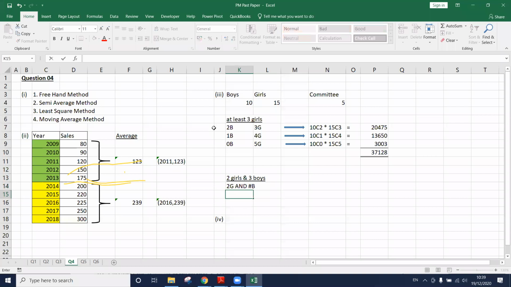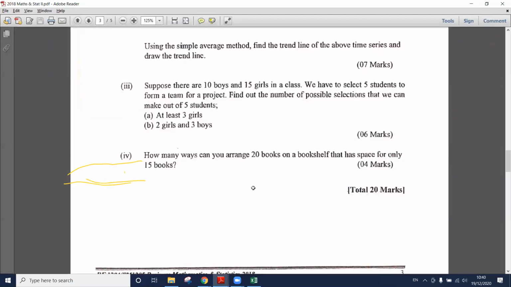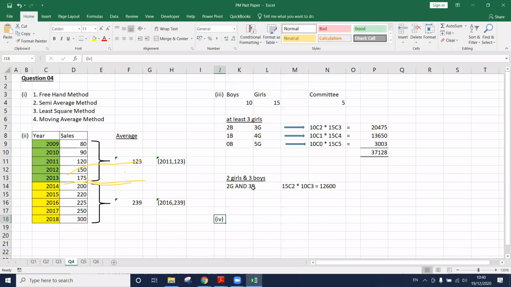2 girls. Now, girls we will select out of how many? 15. We select out of 15. And now multiplication. Out of 10 boys, we need to select 3. 10C3. What should be the value here? 15C2 into 10C3 is 12,600 ways, right? That is from permutation and combination. Hope you are okay, right?